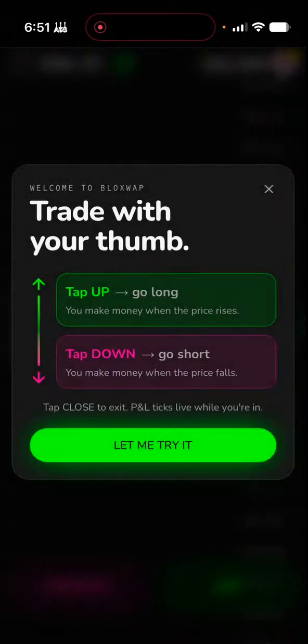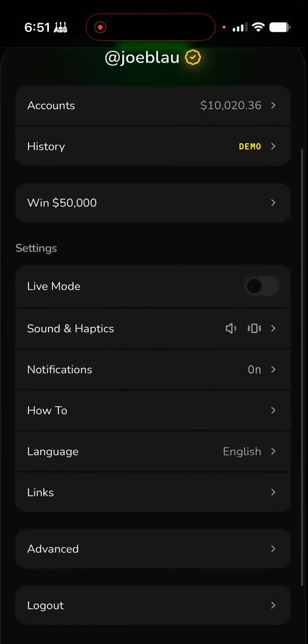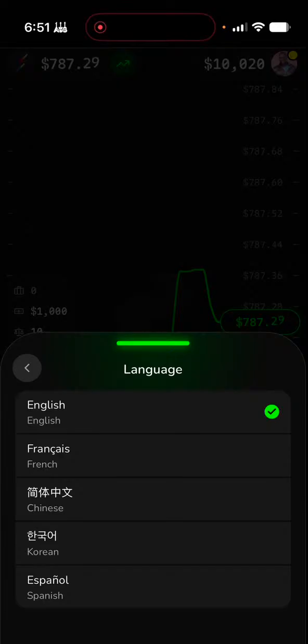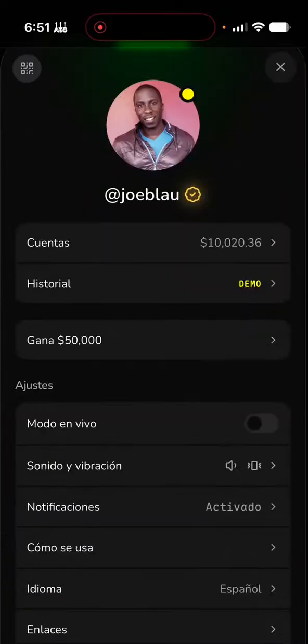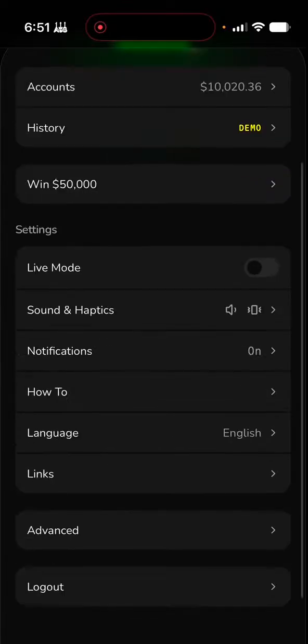We also have a how-to. You see me trade. It's super simple. If you think it's going up, you tap up. If you think it's going down, you tap down. And that's basically the whole trading experience. There's also language settings, so you can change it into French, Chinese, Korean, or Spanish. So now everything's in Spanish. It makes it super easy for anybody around the world to use the product.